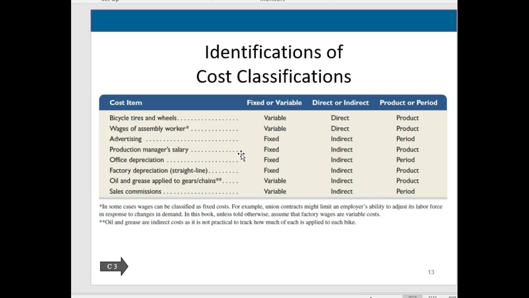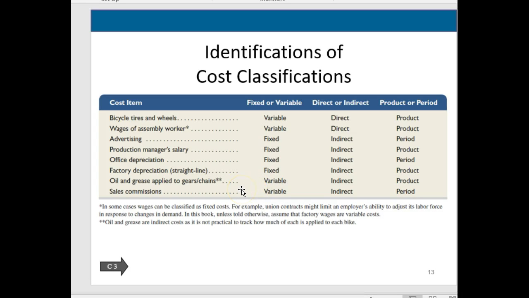So you have a production manager's salary. That's usually fixed because it's a salary. It's an indirect cost. It's a product cost because they're working to get that product out the door, but they don't directly touch it. Office depreciation is usually fixed. It's indirect because it's in the office or administration. It's a period cost. Factory depreciation, straight line, and the office would be straight line also, is fixed. It's indirect, but it's a product cost because that's in the factory.